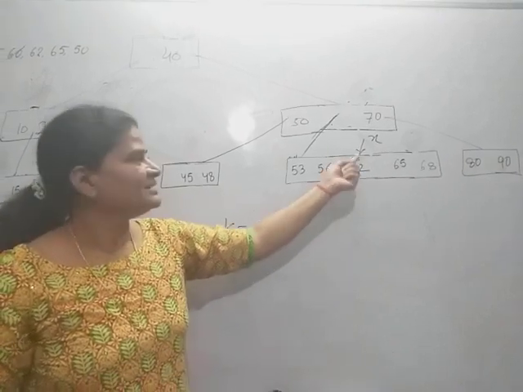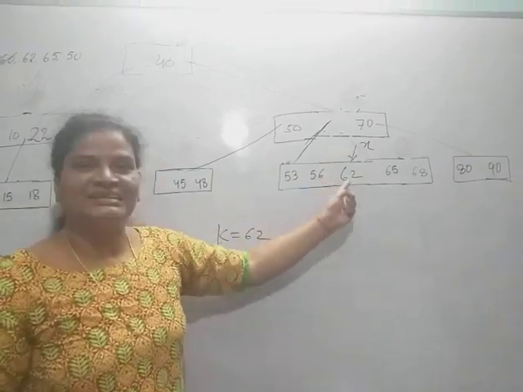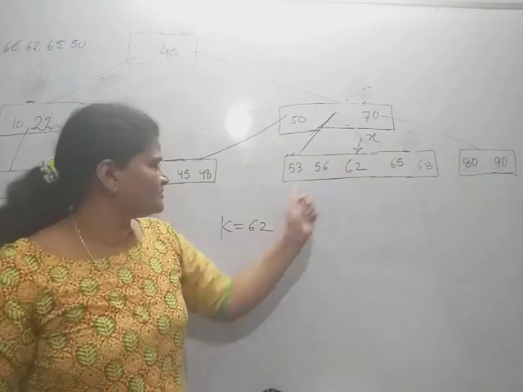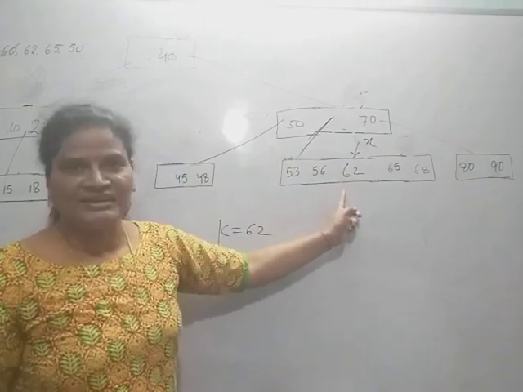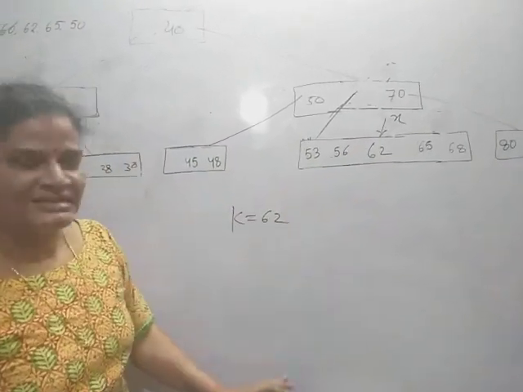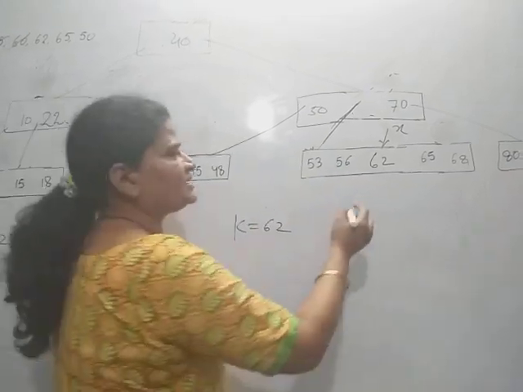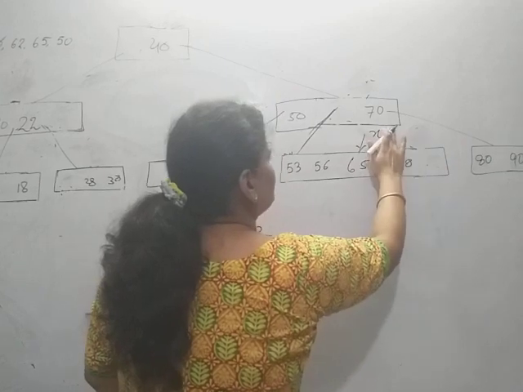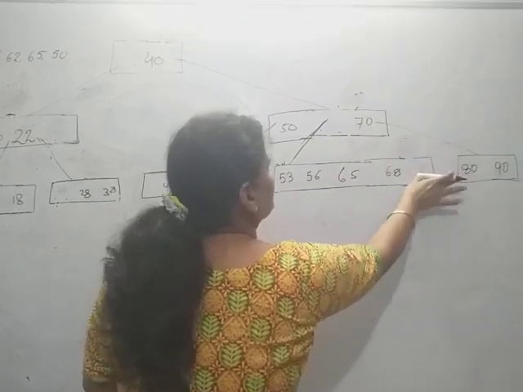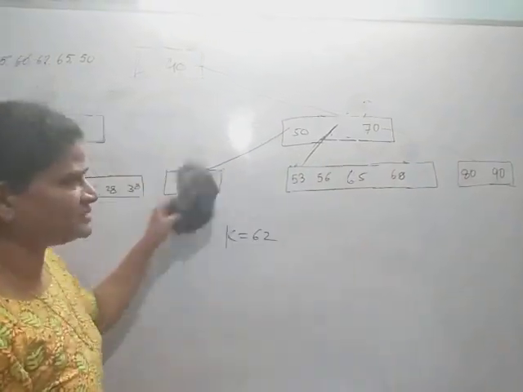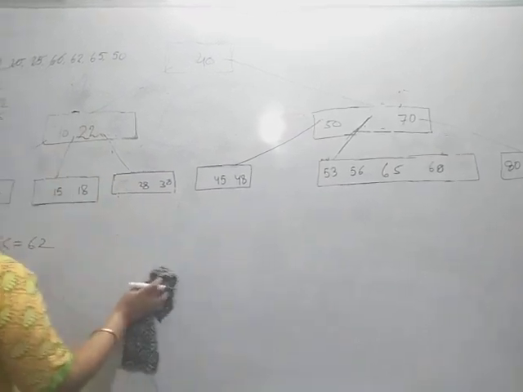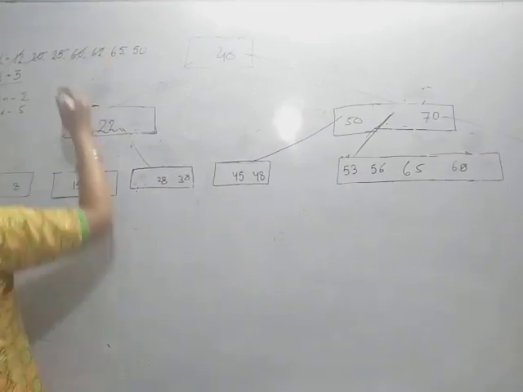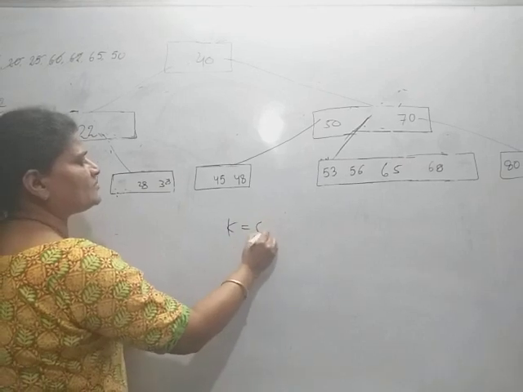The first case. The x is a leaf node, and the key to be deleted is present in the leaf node, and finally it is deleted by shifting the keys. So here this will become 65, this will become 68. Okay. So after deletion of 62, this is the tree. Now the next is k equal to 65.